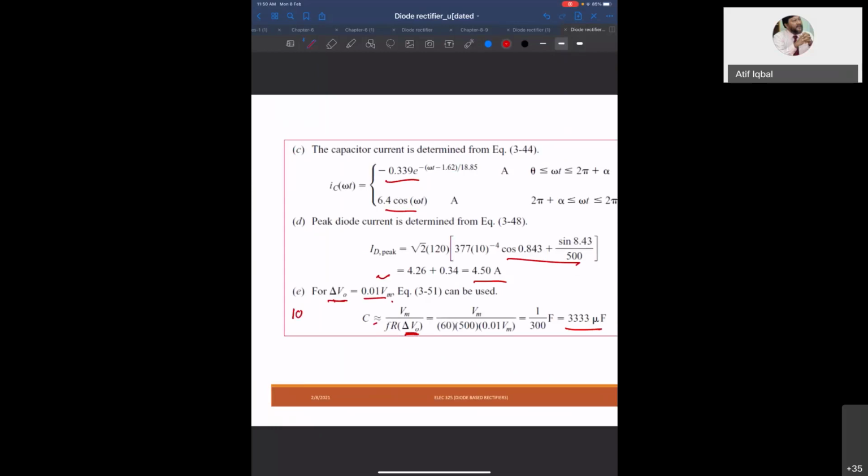Now suppose you have 10% ripple, what will be the value of C? So you put here 0.1, so it will increase by one more order. Yes, sorry, because you increase the ripple, the capacitor value decreases. So when you increase the ripple, this will be 333.3.